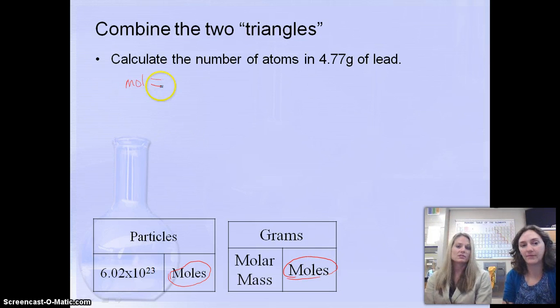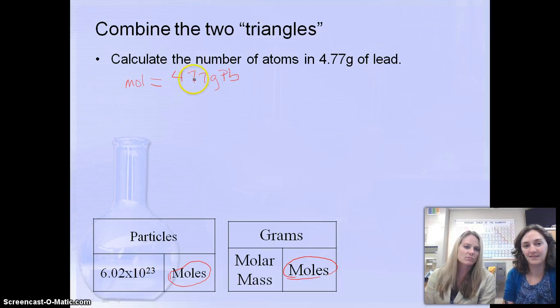The second one. All right, so we've got 4.77 grams of lead, which is Pb, not peanut butter and jelly, but your decimal is very tiny. I know, but if I draw a circle, it sends me to the other screen.